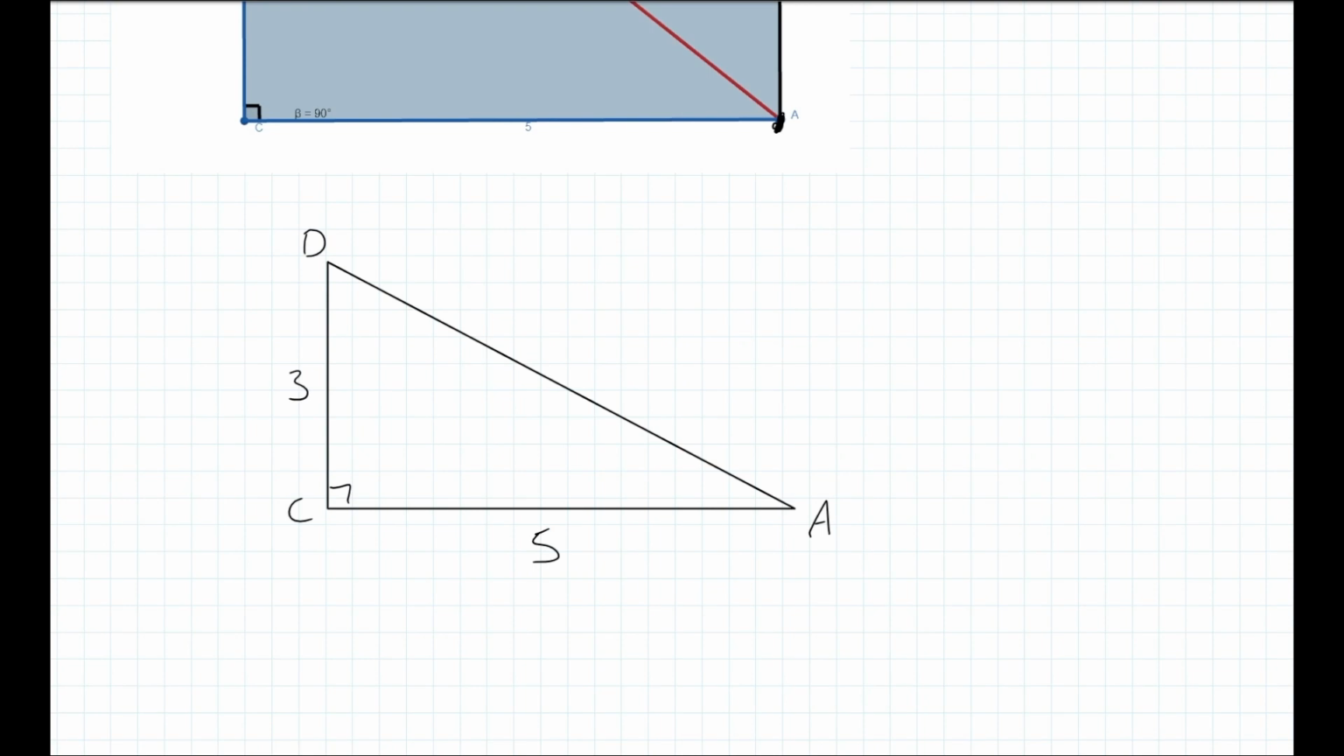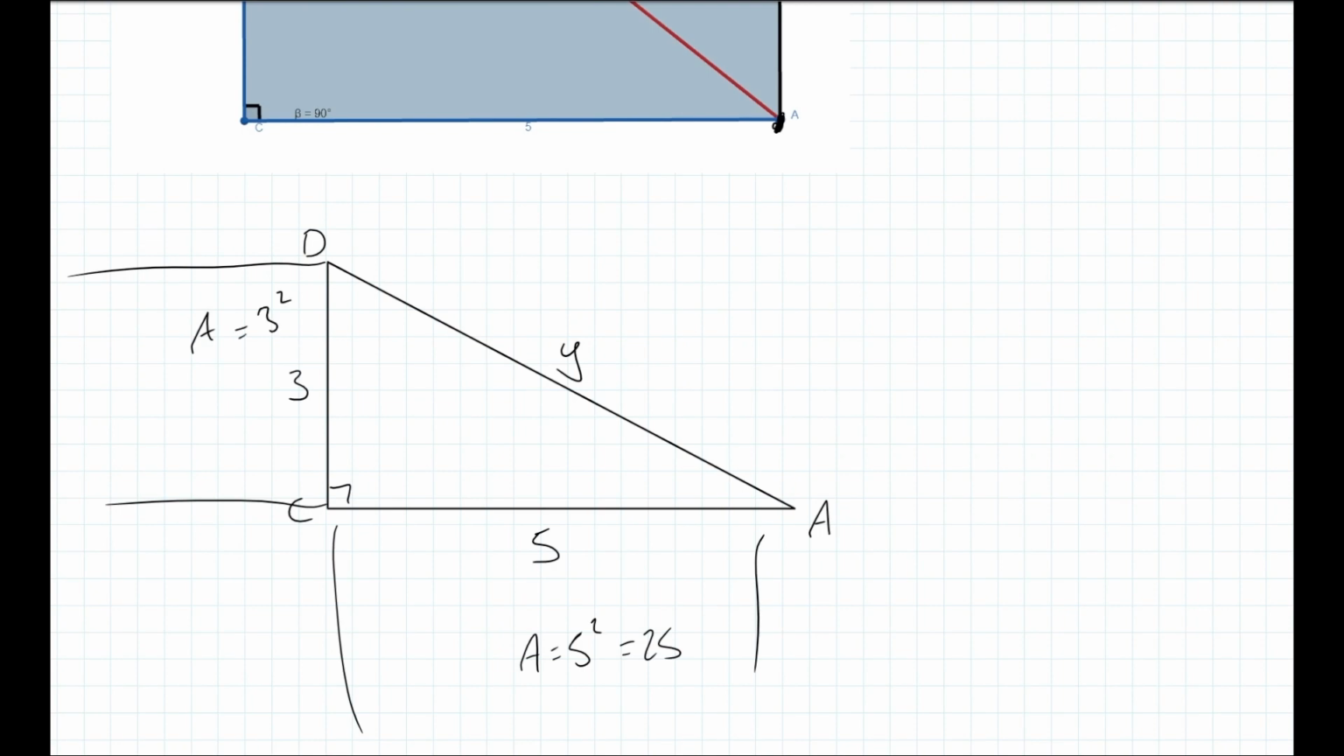We can now use Pythagoras' theorem to find the length of this side here, which again was Y from earlier. So we can draw the squares. The area of this one here is 5 squared, which is 25. The area of this one here will be 3 squared, which will be 9.